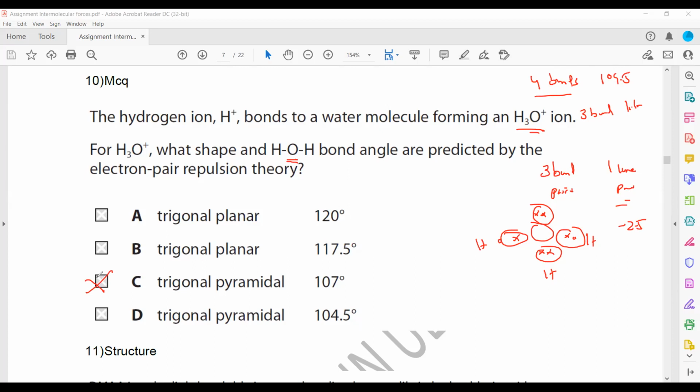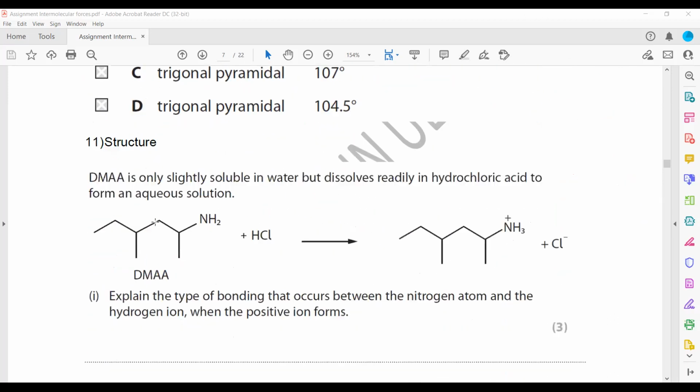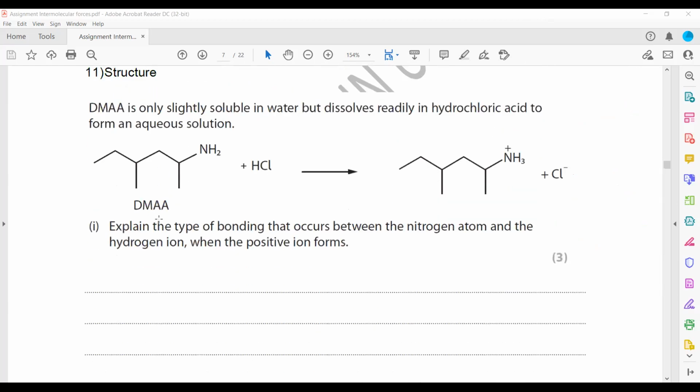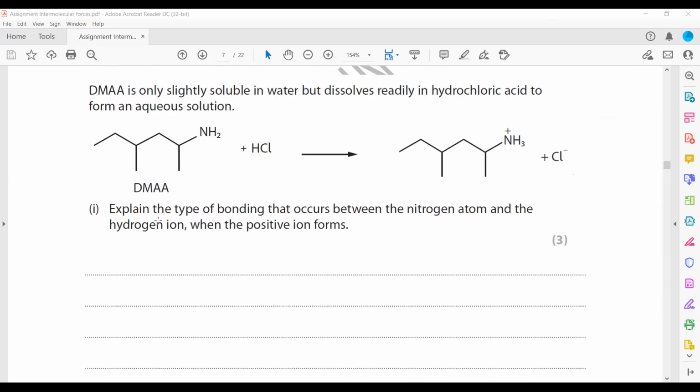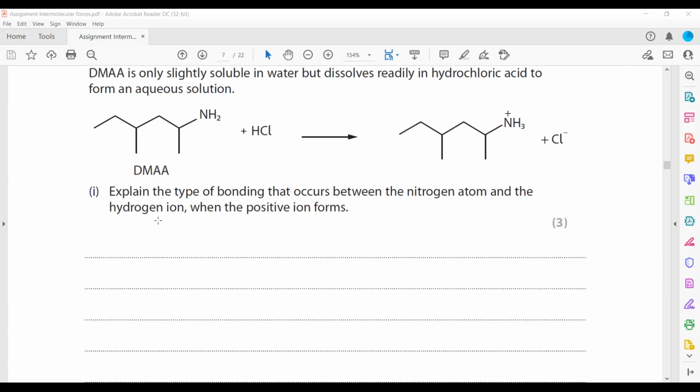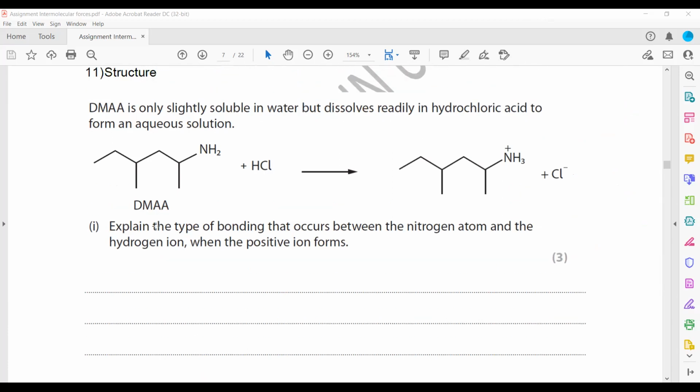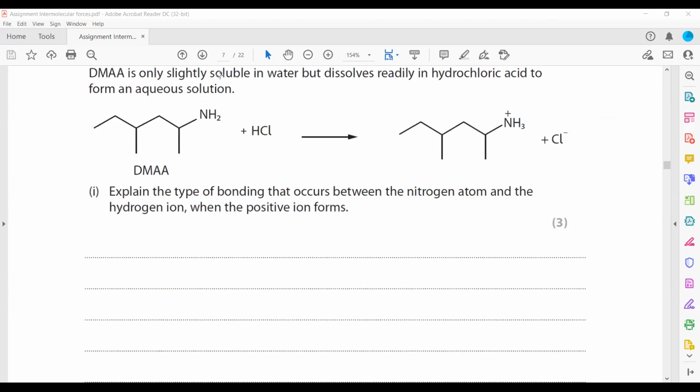So you can learn that table, as we discussed in the beginning of the session. You can memorize the table, or you can use the idea to predict the bond angle. The structure of DMAA is only slightly soluble in water but dissolves readily in hydrochloric acid to form an aqueous solution. So it dissolves in hydrochloric acid but does not dissolve in water readily.